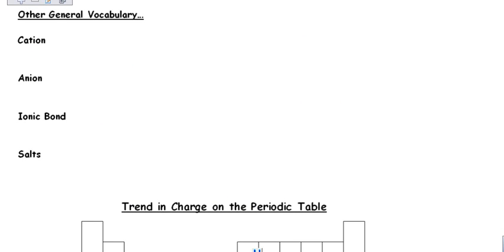Okay, so now a couple things that we should mention. Some general vocab. Cation is just any positive ion. Anion is any negative ion.